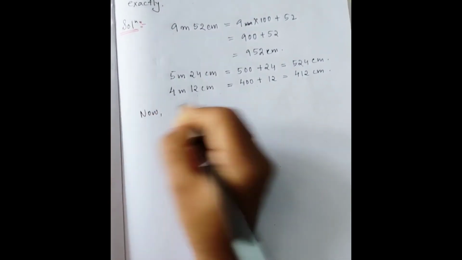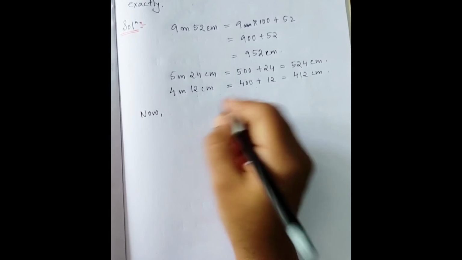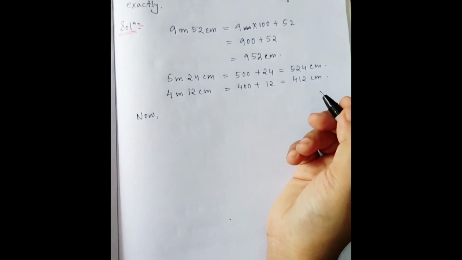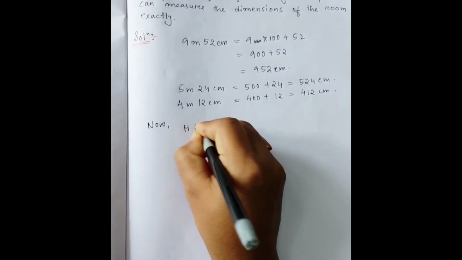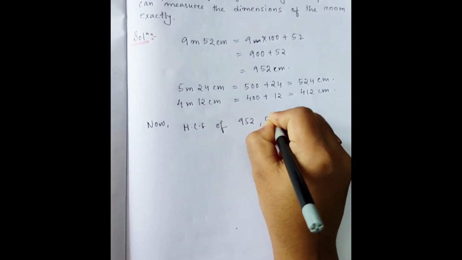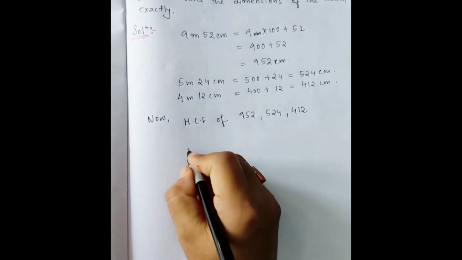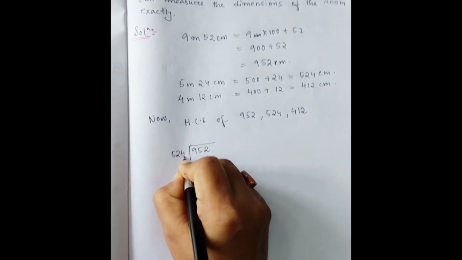Now you can do HCF by division method or you can do HCF by prime factorization method also. So we will do by division only. HCF of 952, 524 and 412. So first of all we will do these two, 952, 524.